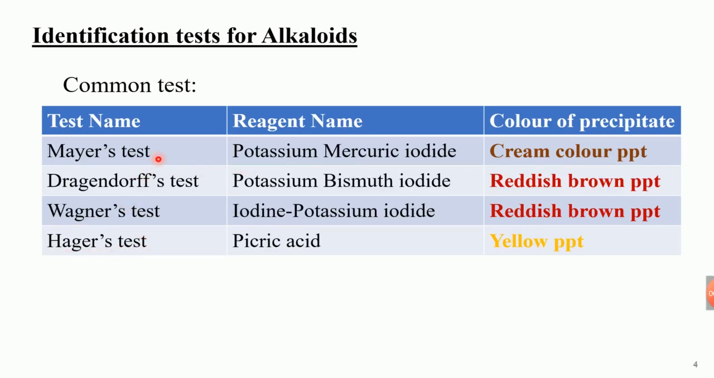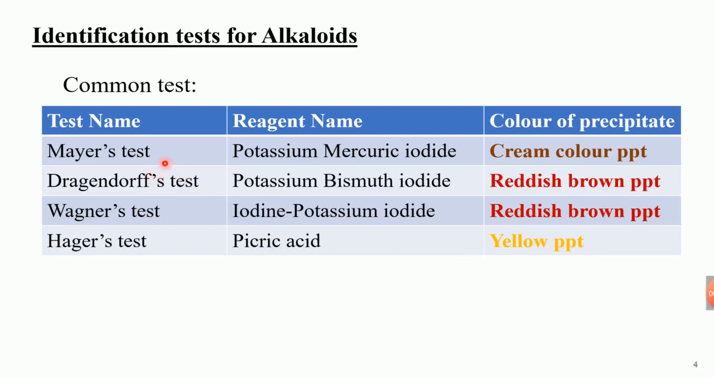In case of Mayer's test, potassium mercuric iodide is used as a reagent and it gives a cream color precipitate with alkaloid. Next is Dragendorff test. Potassium bismuth iodide is used and it gives a reddish brown precipitate. Next is Wagner test. Wagner test gives a reddish brown precipitate when alkaloid is treated with the reagent iodine potassium iodide. Next is Hager's test. Hager's test uses picric acid as a reagent and it gives a yellow color precipitate with alkaloid.